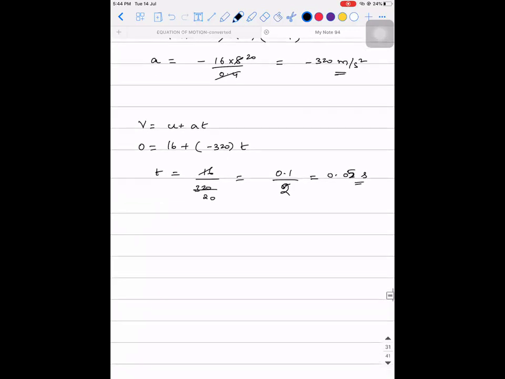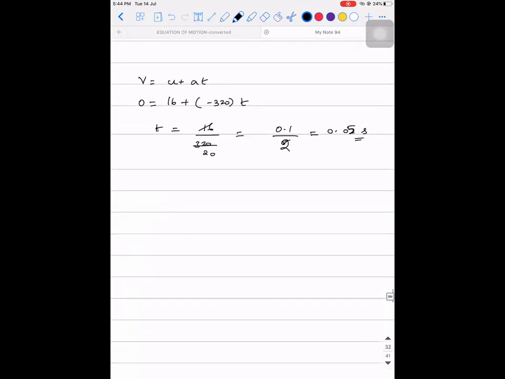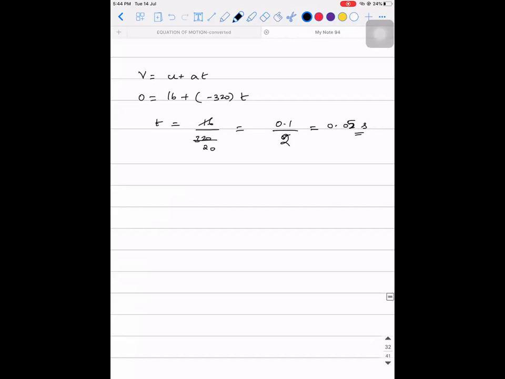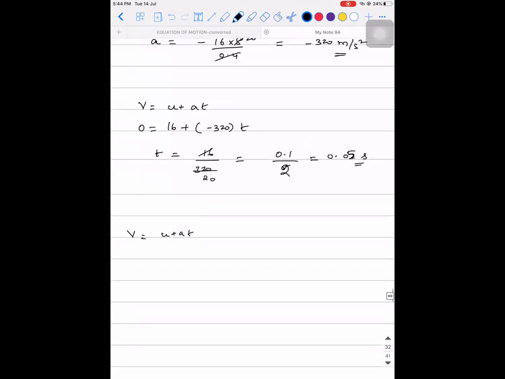What is your name? Siddesh. See, the idea with Siddesh is this. He used v is equal to u plus at. He didn't find the acceleration. So v is 0, equal to 16 plus a into t. So he got t as minus 16 divided by a. Am I right? Yes, sir. Then I took a equals minus 16 by t. So a is equal to minus 16 divided by t. Then he tried to apply it in s is equal to ut plus half at square.